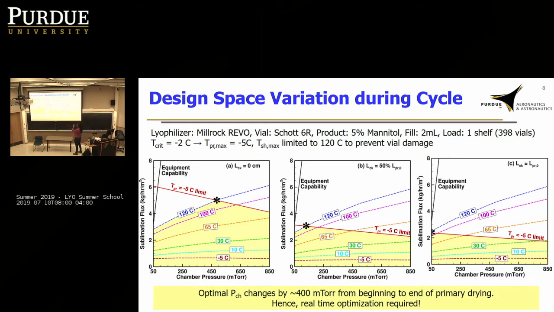So what we're trying to demonstrate here is that your most optimal condition, which is represented by that black flower thing, varies quite significantly throughout your cycle. What that tells you is that operating at a single chamber pressure and single shelf temperature is not the most optimal thing you could be doing during your primary drying. Varying it at every instant of time, that's the way to go.